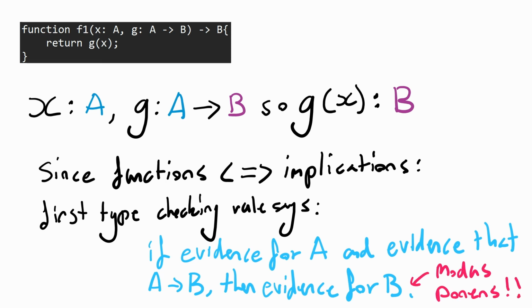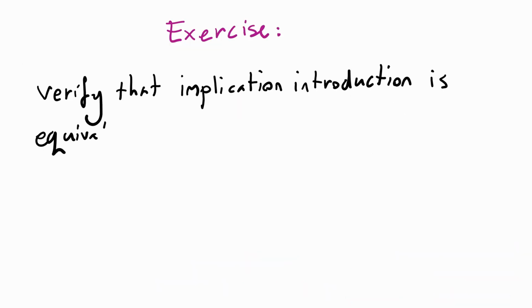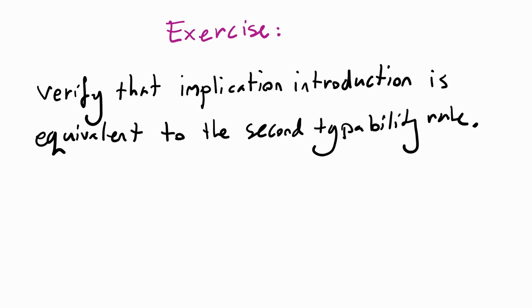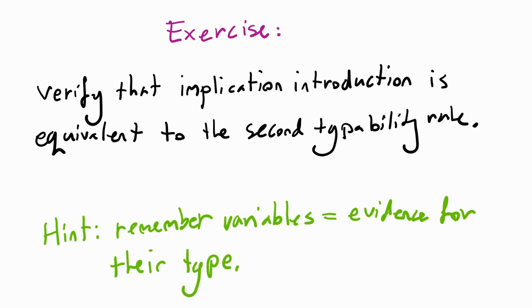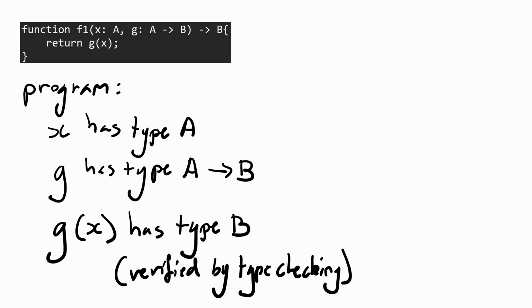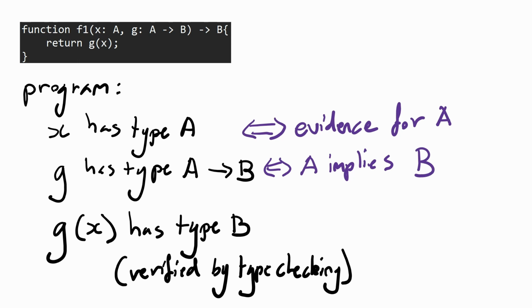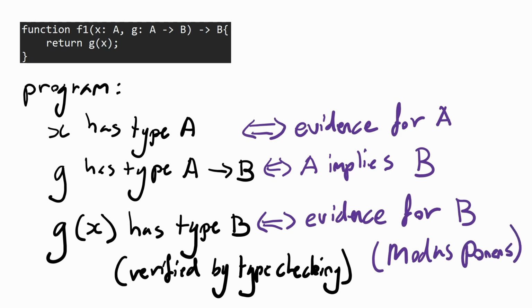As an exercise, you can verify that the second type checking rule is equivalent to the second inference rule. Remember that variables are equivalent to evidence for the type that they inhabit. With this in mind, the program becomes a demonstration of the inference rule modus ponens. X has type A becomes we have evidence of A. G has type A to B becomes we have evidence of A implying B. And g of x becomes equivalent to applying the rule of modus ponens and concluding B.